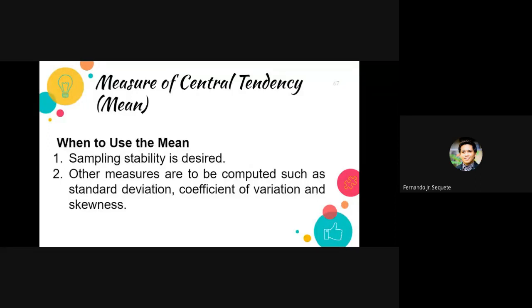And when do we use the mean? If you desire sampling stability, you use the mean. You also have to compute the mean because we need it to compute the standard deviation, the coefficient of variation, and skewness. It is a requirement for using these three terms. So those are the things for the mean.